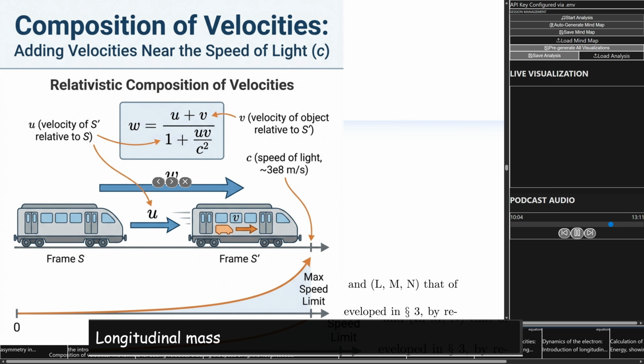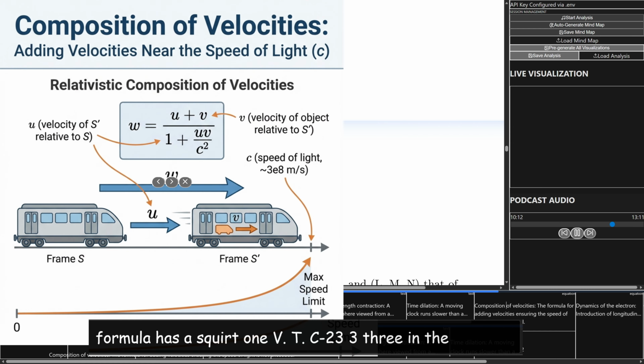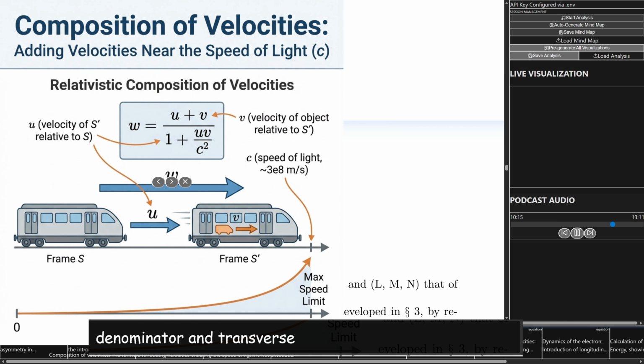Longitudinal mass is the inertia you feel if you push the object in the same direction it's already moving, trying to speed it up. Its formula has a (1 - v²/c²)^(3/2) in the denominator. And transverse? Transverse mass is the inertia if you push it sideways, perpendicular to its motion, trying to make it turn. Its formula is a bit different. It has a (1 - v²/c²) in the denominator. The point is, both of them get larger as the velocity v increases. And as v gets closer and closer to c, both masses approach infinity. It would take an infinite amount of force to accelerate the object any further.